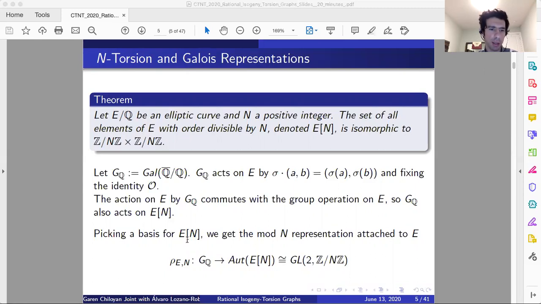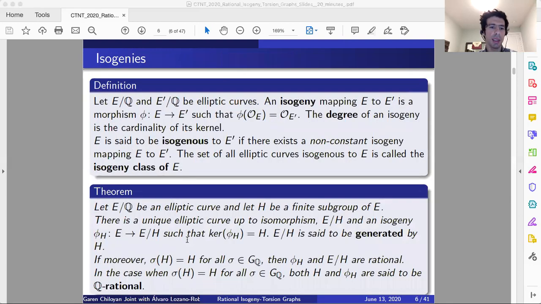Okay, great. Now let's talk about the maps between elliptic curves. Let E and E' be elliptic curves. An isogeny mapping E to E' is a morphism phi such that phi maps the identity of E to the identity of E'. Phi is in fact a group homomorphism. The degree of an isogeny is equal to the cardinality of its kernel. From now on, if an isogeny has finite degree equal to D, I will call it a D-isogeny, for example, a 5-isogeny or a 10-isogeny, etc.